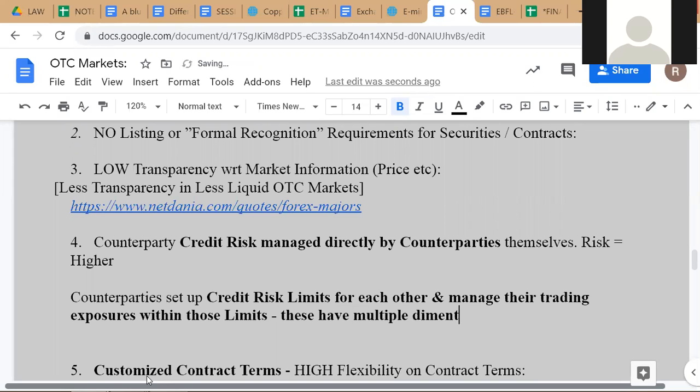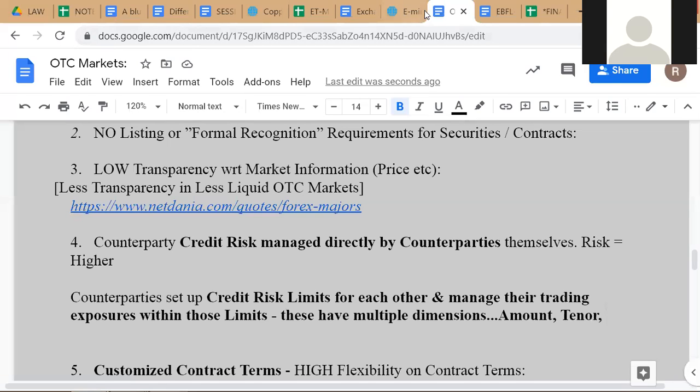So when we take this example of Standard Chartered setting up credit limits for Airtel, multiple dimensions. What are the multiple dimensions? Obviously the most important thing is amount, that you cannot trade with Airtel for any amount greater than 50 million. That's one. Tenor is one more. You cannot do any deal with Airtel which exceeds, remember forward contracts? I showed you forward contracts earlier.